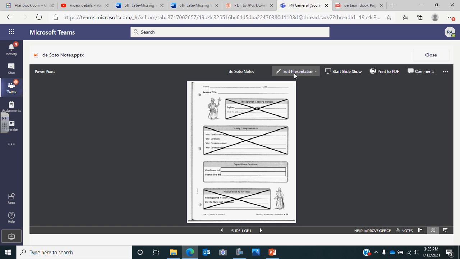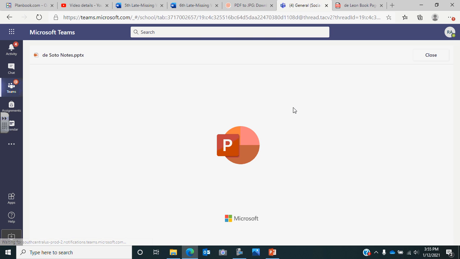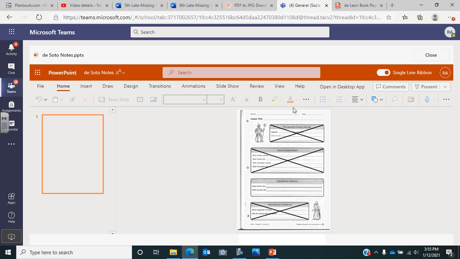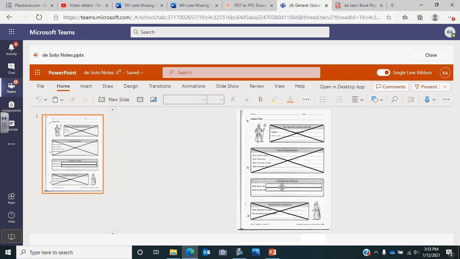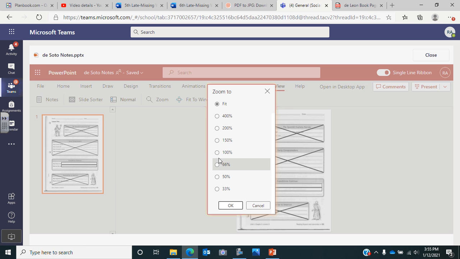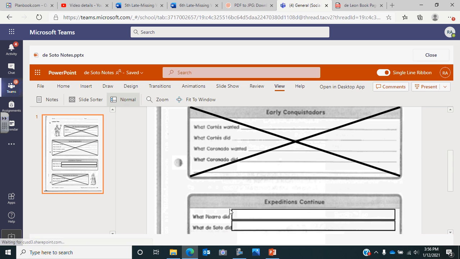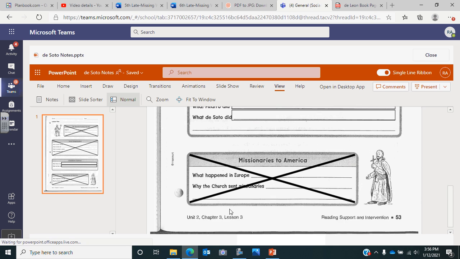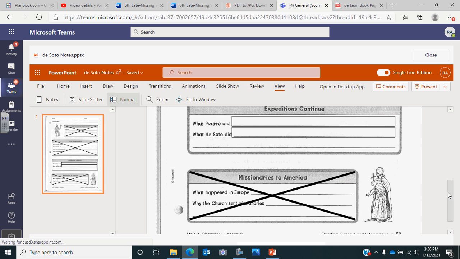When you get there, you're going to click Edit Presentation, Edit in Browser. You can see I've crossed off the two notes that we already did about De Leon and Cortez and Coronado, and I put text boxes in here for us to type in. If you can't see, go ahead and click View, Zoom 100%. That's what I always do. That way I can see what I'm doing. And you can scroll down if you need to, either by scrolling on your mouse or by clicking the bar and scrolling that way.